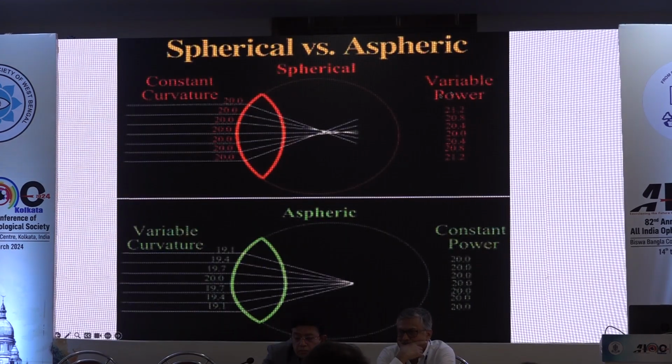If we go for the spherical and aspherical lens, the difference is that in a spherical lens, if you consider 20 diopter, every point is actually 20 diopter. In the peripheral lens, once the incidence of the ray is different, some rays from the periphery are focused in front of the retina.